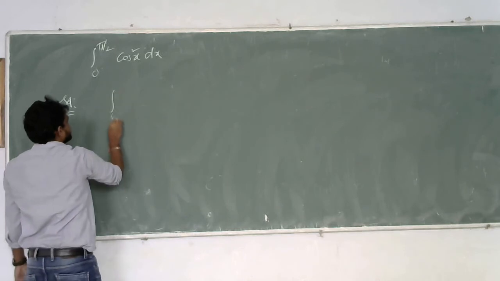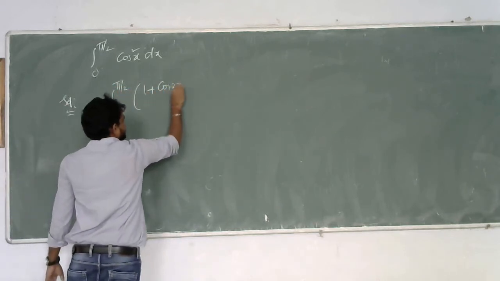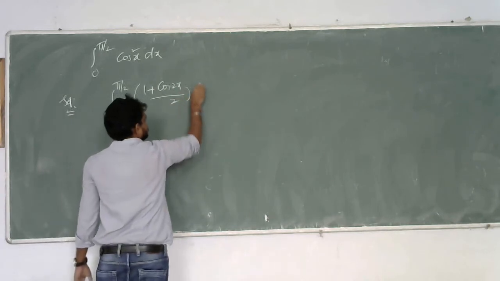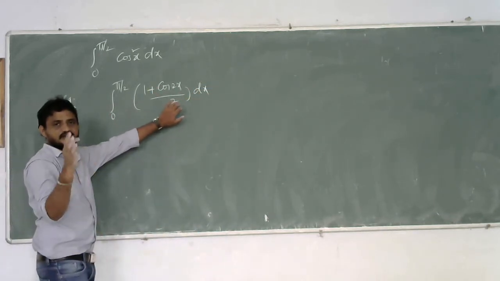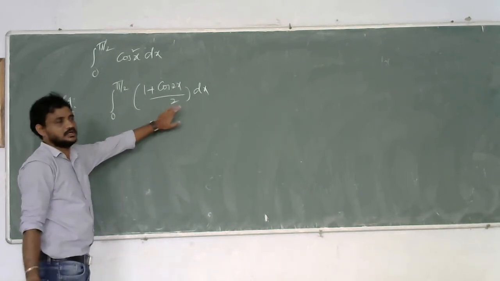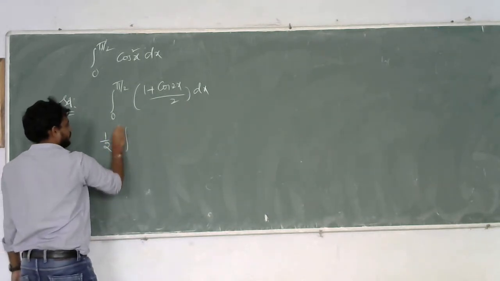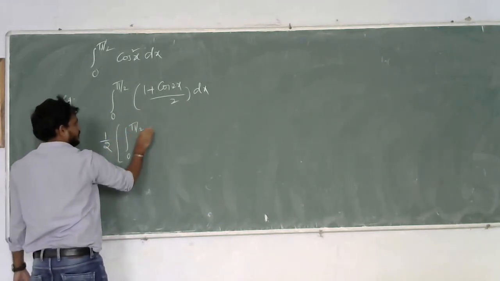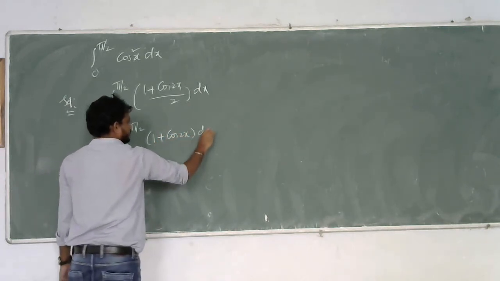What is the formula of cos square x? So write here 1 plus cos 2x by 2. The cos square x formula is 1 plus cos 2x by 2, which we have already solved in unit 1. Again we are repeating the same problems. Okay, so write this 2 outside, so 1 by 2 integral 0 to pi by 2 of 1 into 1 plus cos 2x into dx.